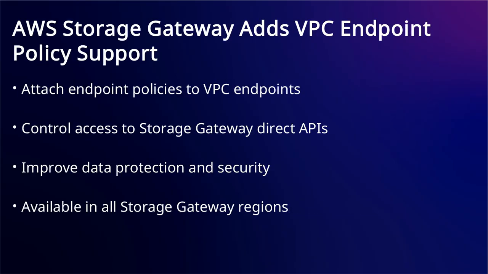AWS Storage Gateway lacked granular access control for its direct APIs within VPC environments. This new feature allows you to attach endpoint policies to VPC endpoints for Storage Gateway. You can now attach endpoint policies to VPC endpoints, enabling fine-grained control over Storage Gateway direct API access. This improves data protection and security posture for your hybrid cloud storage setup.